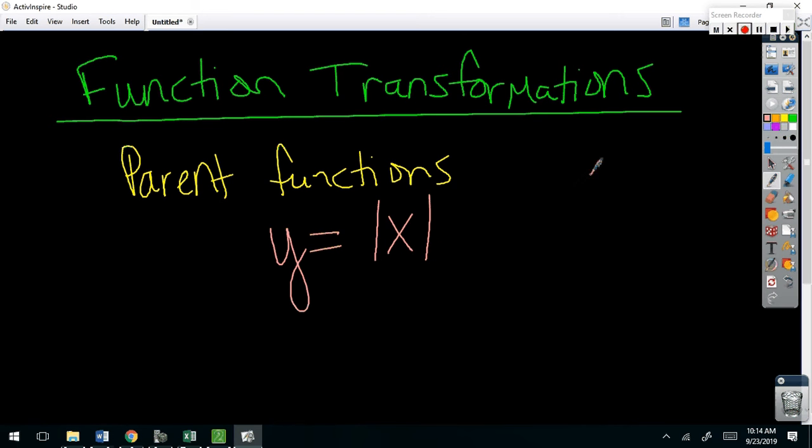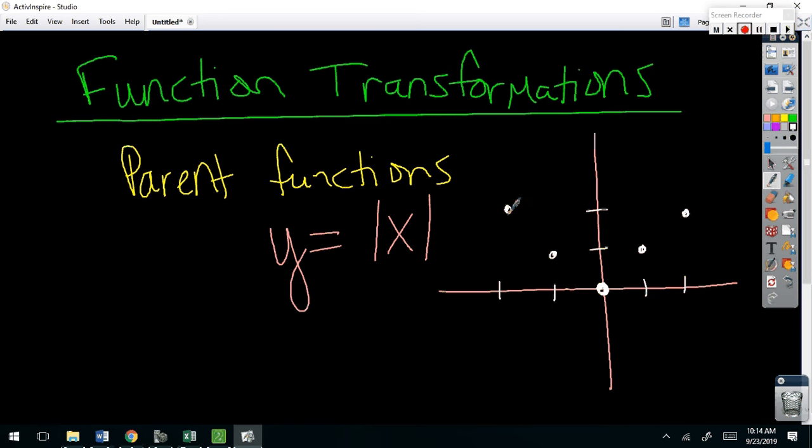When you graph this, it looks like: 0, 0, 1, 1, 2, 2, negative 1, 1, negative 2, 2. This is my basic parent graph of an absolute value, right? Do we all understand? Nothing's been done, it's just the function itself. Okay?